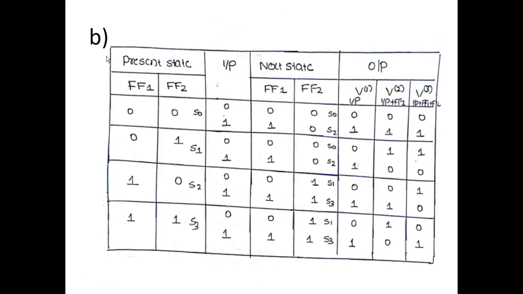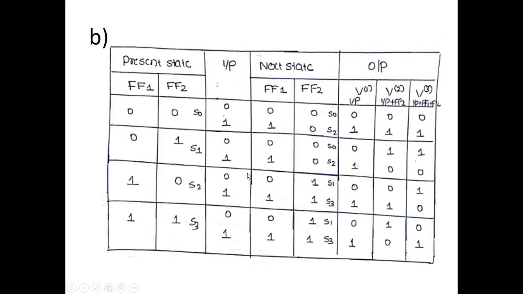In that we can see that when present state is S0, that is 0 0, and input is 0, then the next state is 0 0 and output is 0 0. And when the present state is 0 0 and input is 1, then next state is 1 0, and output is 1 1. For present state 0 1, input 0, next state is 0 0, and 0 1 1 as output. Then for input 1, 1 0 is the next state, 1 0 0 is the output.